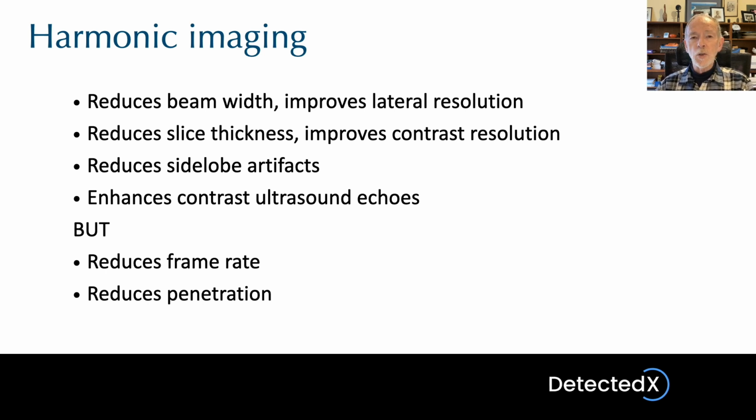And of course, as usual, there's a but. The harmonic imaging automatically reduces the frame rate by a factor of 2. It also reduces penetration because, of course, we're now looking at echoes coming back at twice the transmit frequency. And they will, of course, be attenuated more quickly than the fundamental frequency.